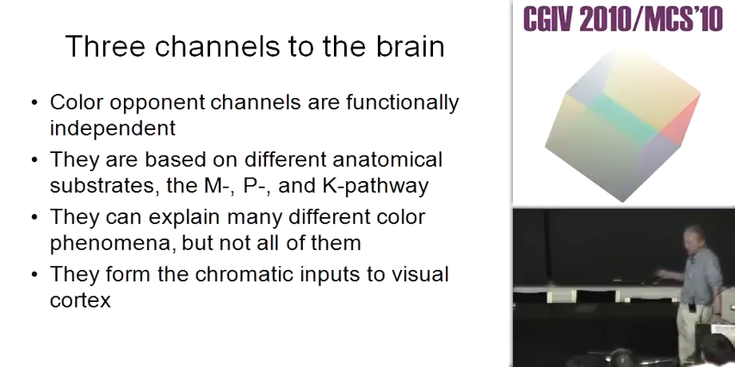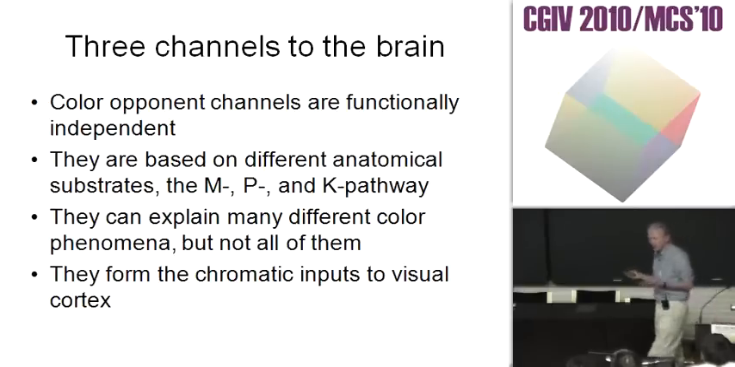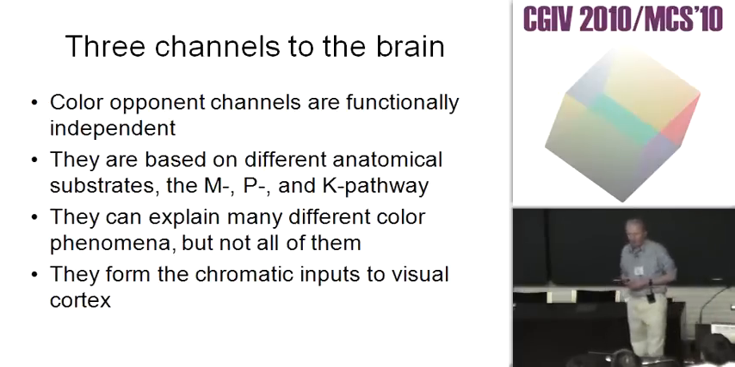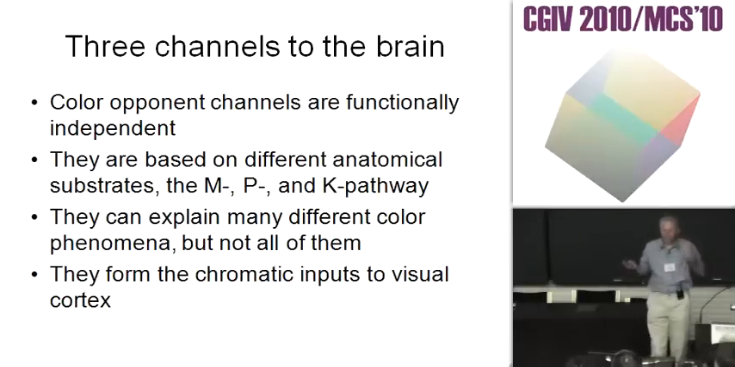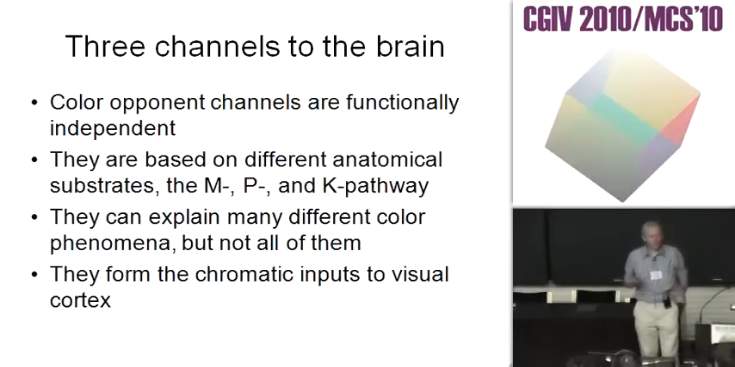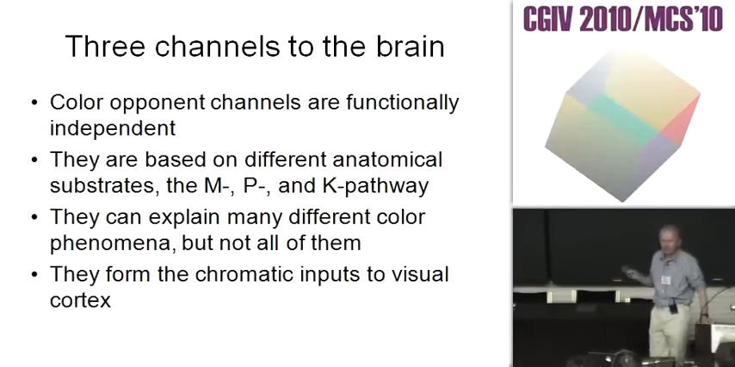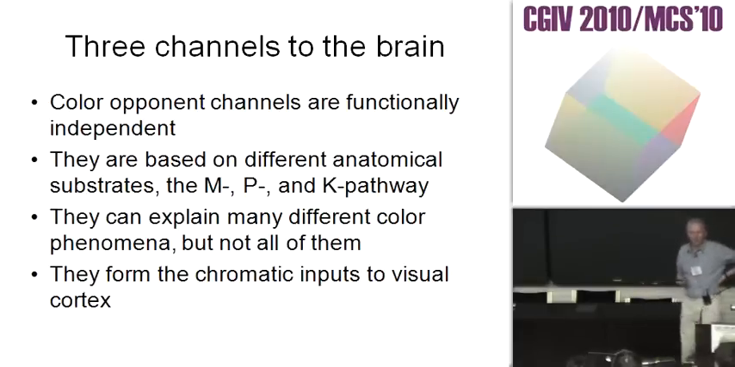So to summarize this retinal stage, basically there's three channels to the brain. And these color opponent channels are functionally independent. They're based on different anatomical substrates. Retinal anatomists and physiologists have identified that different types of cells really convey the information in these three channels in the retina. And they can explain quite many different color phenomena, but certainly not all of them. But this is basically the chromatic input to visual cortex.